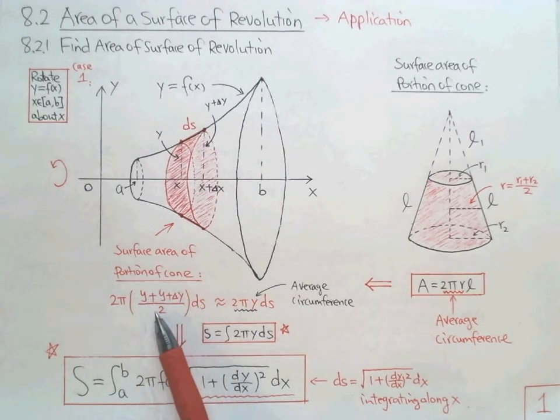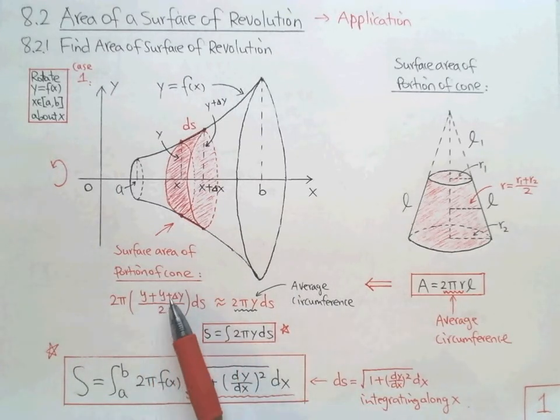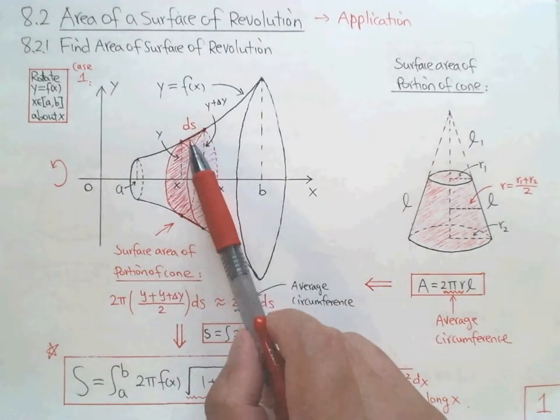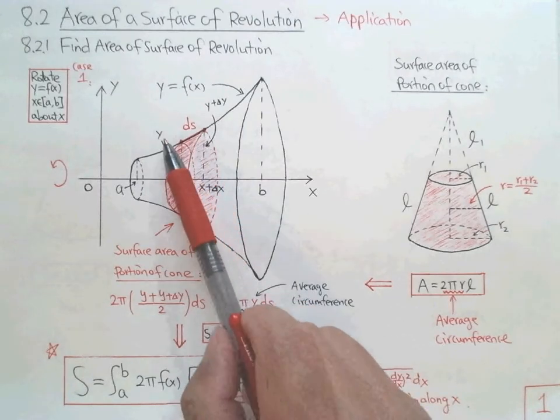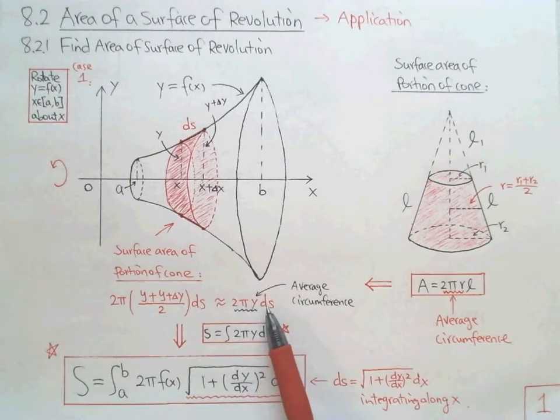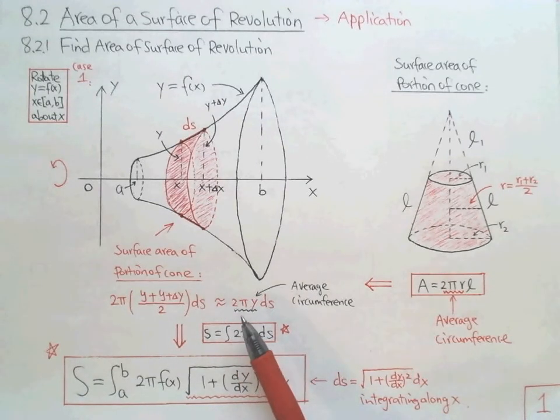Exactly we can use 2 pi r, and then we can use 2 pi y, since delta y is so small. We take it away, and the average radius is still described by y. So we have 2 pi y times ds, and 2 pi y is the average circumference. This is not an exact proof, okay, just to give you an idea of how to get the formula directly.